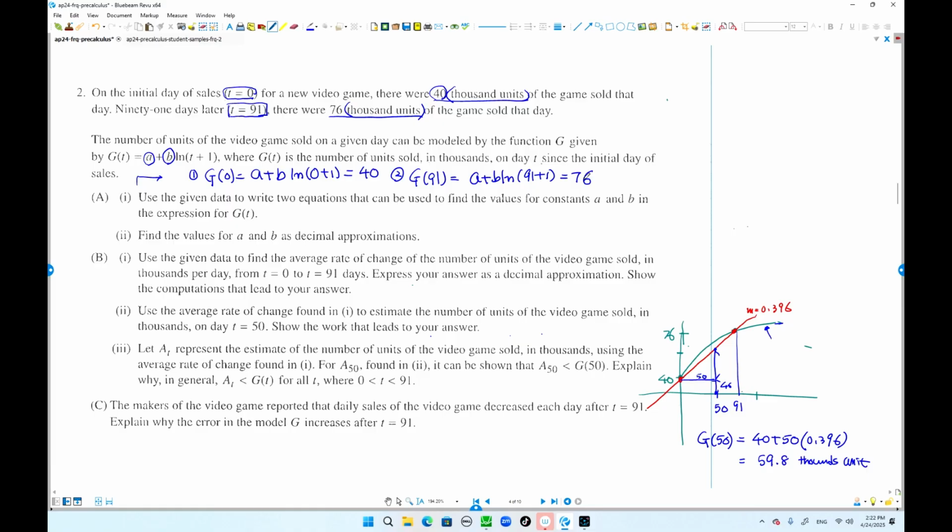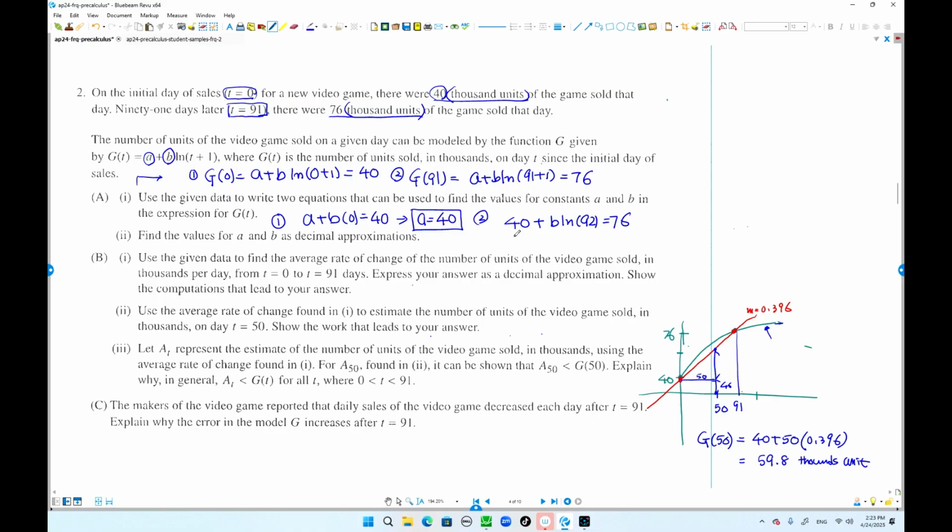Okay, go next. Find the values of a and b. Now we need to solve for a and b. From equation number 1, g(0), a plus b ln 1 equals 0, so that is 0 equals 40. From here we get the value of a equals 40,000. From the second one, g(91), a is 40 already. Now put this number in: 40 plus b ln 92 equals 76.